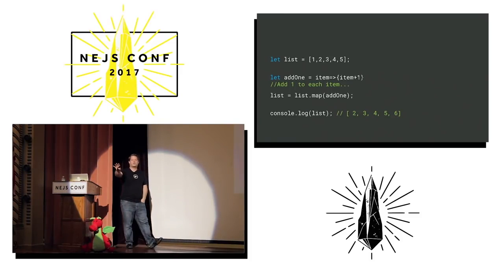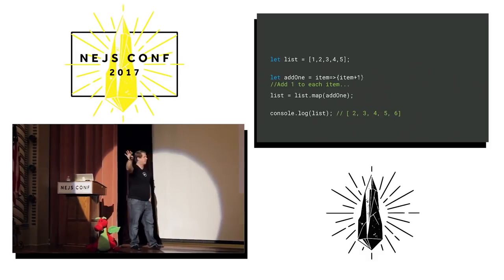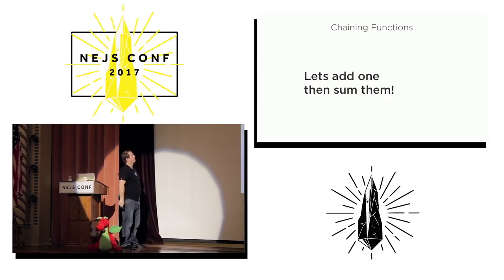But what if we want to do multiple things at one time? How many of you only ever do one thing in your for loop? Like never. We do a lot of different things in our for loop all the time. So let's add one and then sum them.